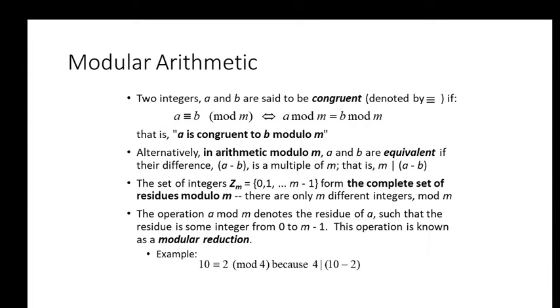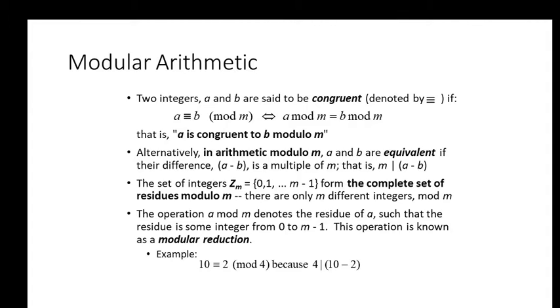Two integers a and b are said to be congruent, denoted by the congruent symbol, if a is congruent to b mod m. That is equivalent to a mod m equals b mod m. We can write a congruent to b mod m as a mod m equals b mod m, that is, a is congruent to b modulo m. Alternatively, in arithmetic modulo m, a and b are equivalent if their difference a minus b is a multiple of m, that is, m divides a minus b.